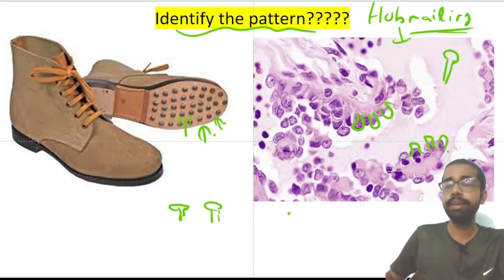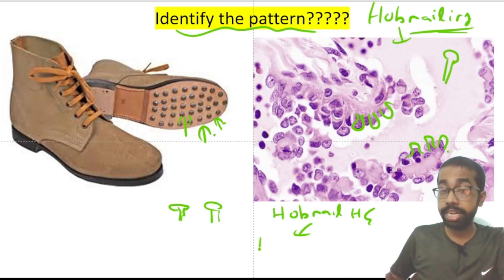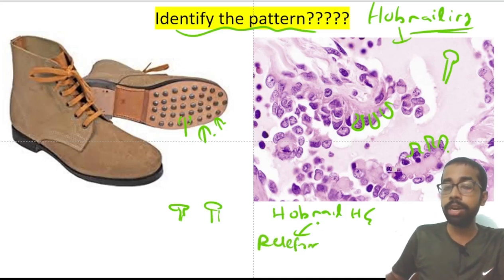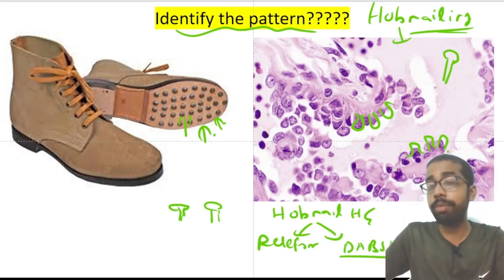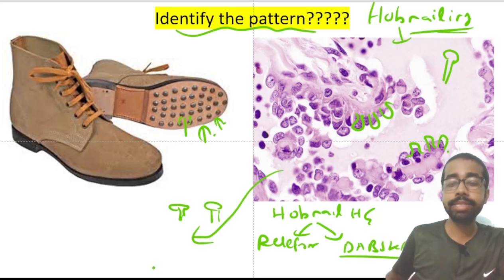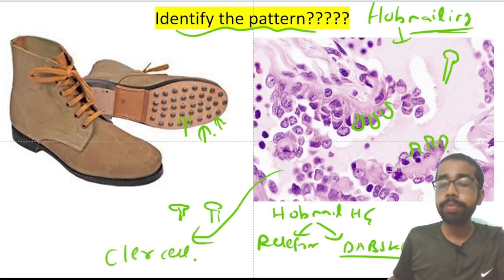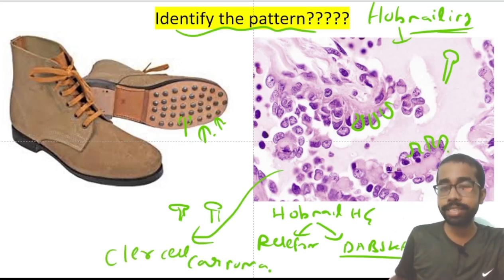Where do you get this hobnailing pattern? Many say in hobnail hemangioendothelioma, although the term is not now used; we can use either retiform hemangioendothelioma or Dabska pattern, isn't it? Dabska is also not used; they use papillary lymphatic hemangioendothelioma. Anyway, there are many others, like clear cell carcinoma. There also you can get hobnailing, isn't it?